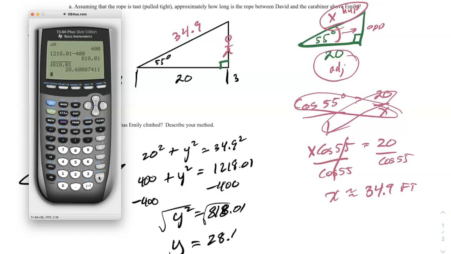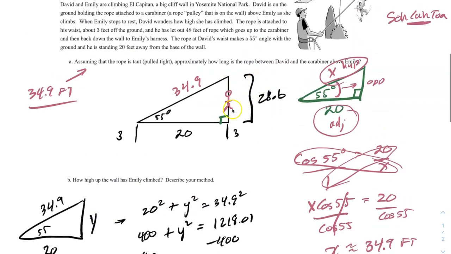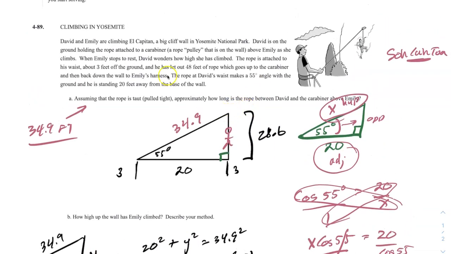So y is 28.6. That's how long this whole thing is. So again, I could have done tan or sine, but I wanted to show you that we could do the Pythagorean theorem. So this whole side is 28.6. But that's not how high she is, right? She's not the whole way up. How high is she? Well, we know we let out 48 feet of rope, so this plus all that is 48. So we've got to figure out how much this side is.